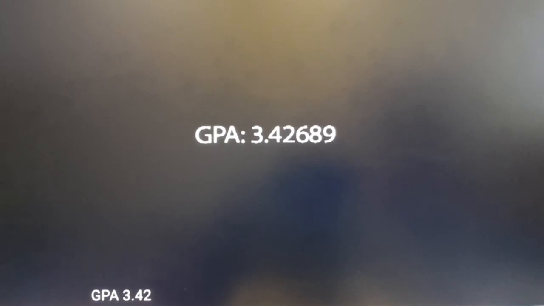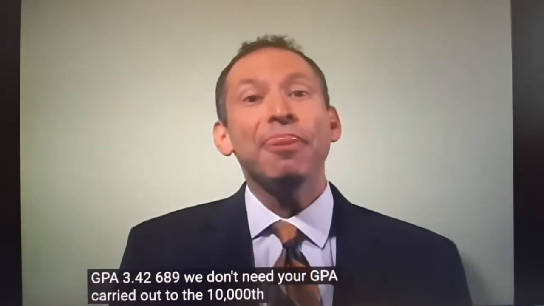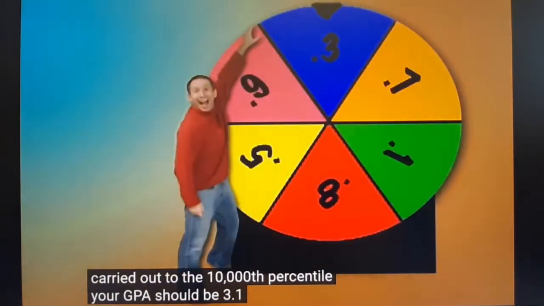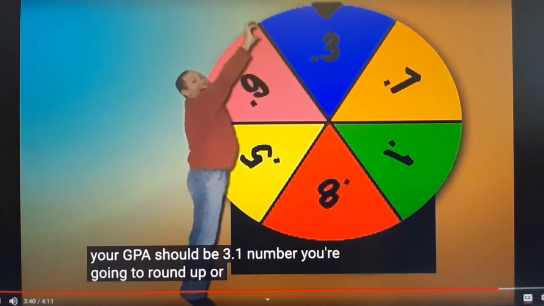GPA. 3.42689. We don't need your GPA carried out to the 10,000th percentile. Your GPA should be a 3.1 number. You're going to round up or down.